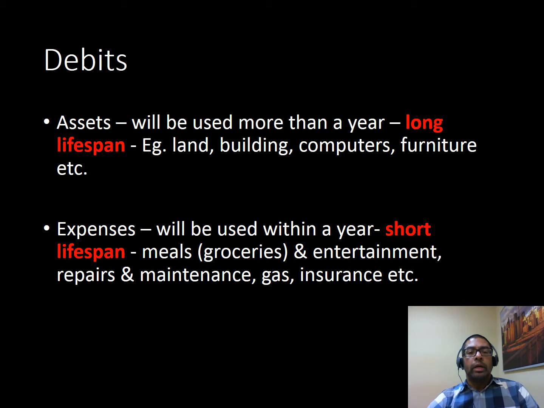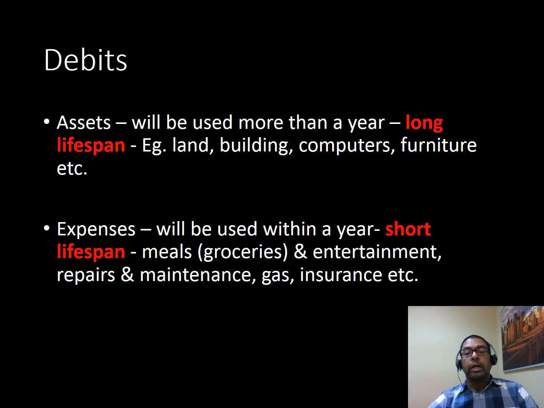It's very easy. Assets will be used for more than a year. Like if you look at certain examples: land, building, computers, furniture, etc. These are all assets, with a long life span, used for more than a year. So that's the reason these are all recorded as assets. Now if you look at the expenses, they will be used within a short period of time, short life span: meals and entertainment, repairs and maintenance, gas, insurance, etc. So it's very easy to separate them: assets have a long-term lifespan and expenses a short lifespan.